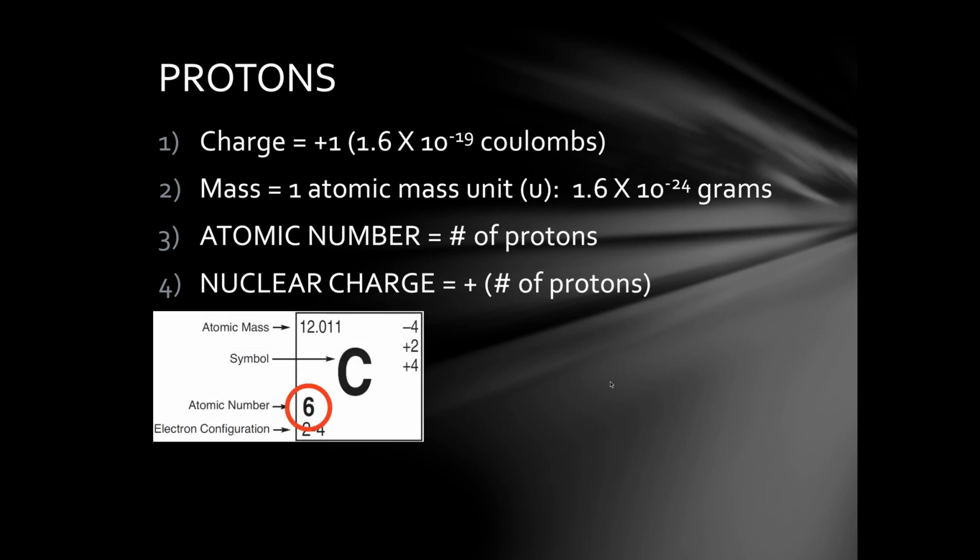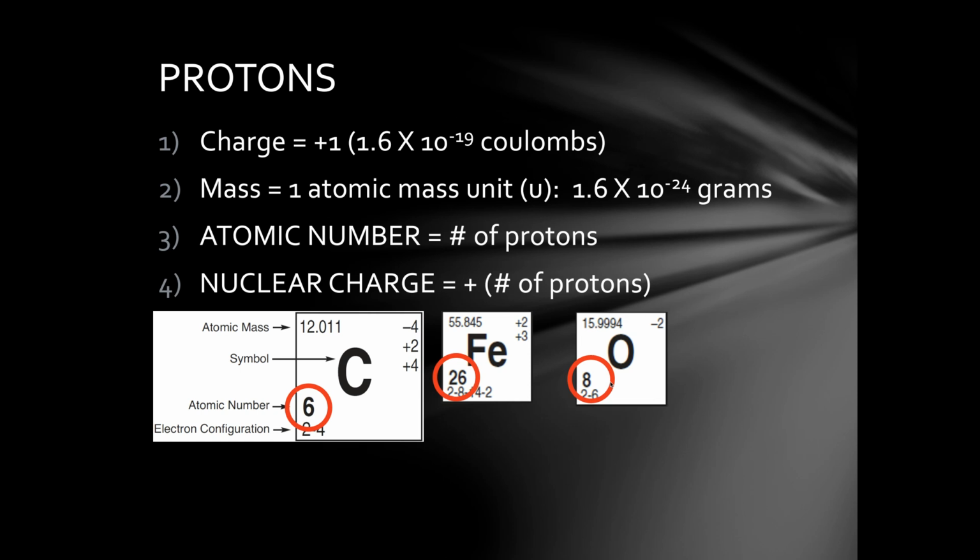So carbon, all carbon atoms have 6 protons, and all iron atoms have 26 protons, and all oxygen atoms have 8 protons, and all aluminum atoms have 13 protons. So every element has its own unique number of protons.